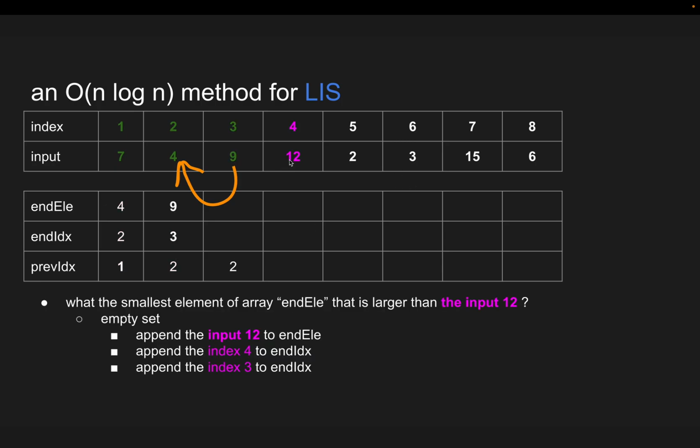And again, we read the fourth position, which is 12. What is the smallest end element that is larger than 12? Again, there's none, so empty set. We just append 12 to the end elements, with index 4 and previous index 3, meaning it should be concatenated to the increasing subsequence of length 2, which in this case ends with 9. So we know the current one is 4, 9, 12.